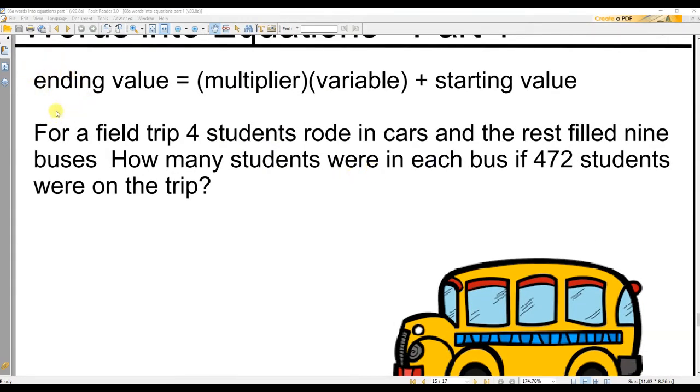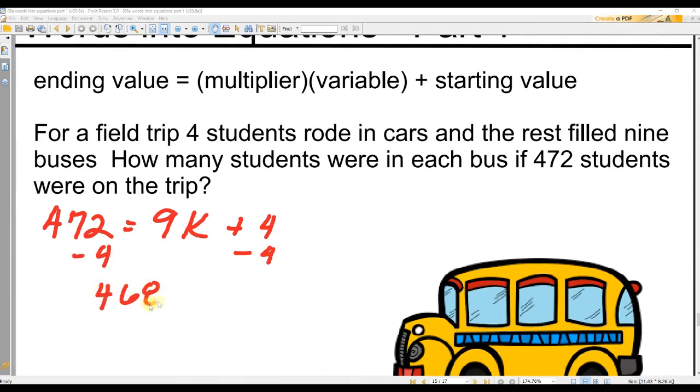Okay, so 472 equals, how many buses were there? 9. I'm going to go kids per bus. It's a better variable. Okay, subtracting 4. Subtracting 4. And divide that, so 468 divided by 9, 52. 52 kids per bus.